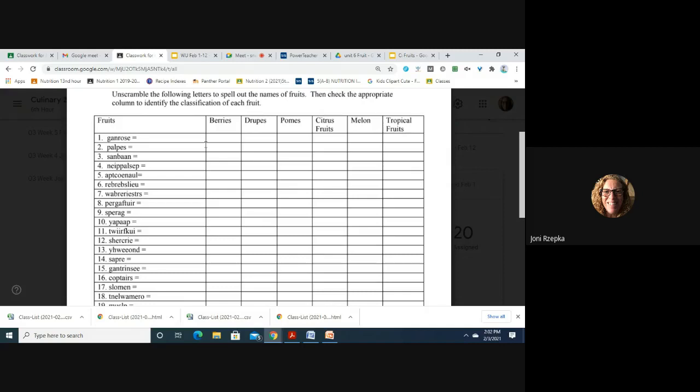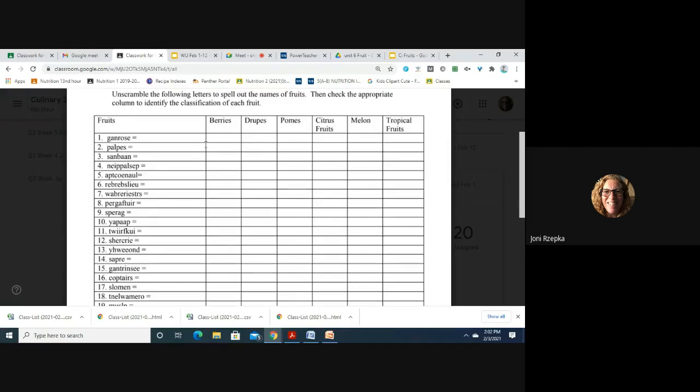What's something else besides a drupe? Starts with a P. Pome. It's a pome. Okay.